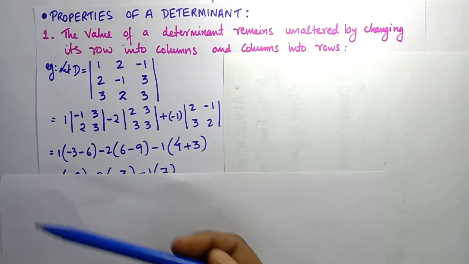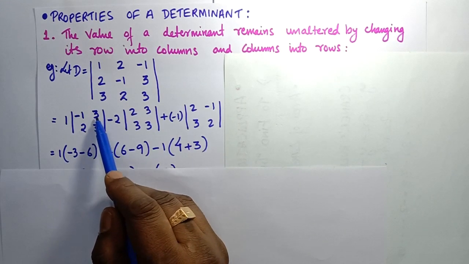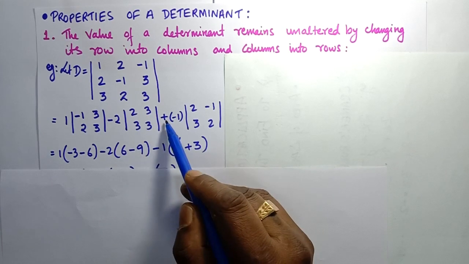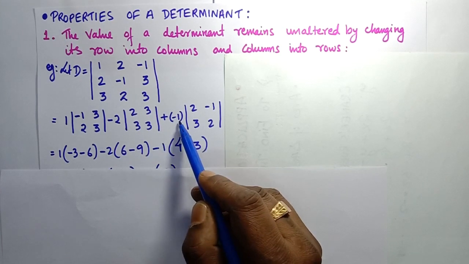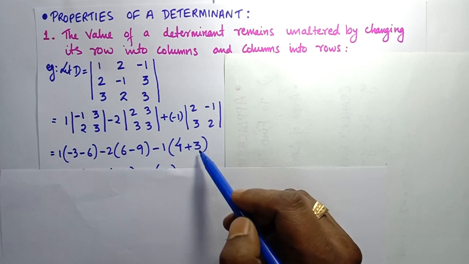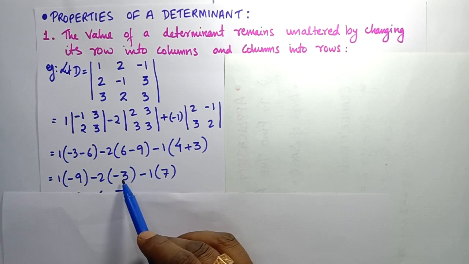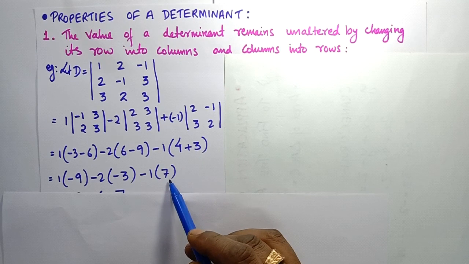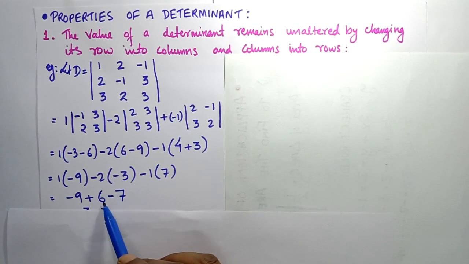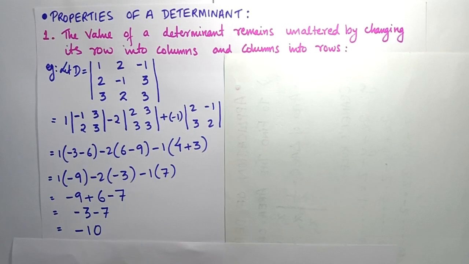Now we'll expand these. For the first, this into this: minus 3, minus 2 3s are 6, minus 3 3s are 9. Then minus minus, so minus 1 times the next: 2 2s are 4, minus is plus, 3 1s are 3. Now 1 times minus 9, minus 2 times 6 minus 3, which is minus 3, minus 1 times 4 plus 3, which is 7. So what I got is minus 9 plus 2 3s are 6, and minus 7. So I got minus 3 and minus 7, and so I got minus 10.